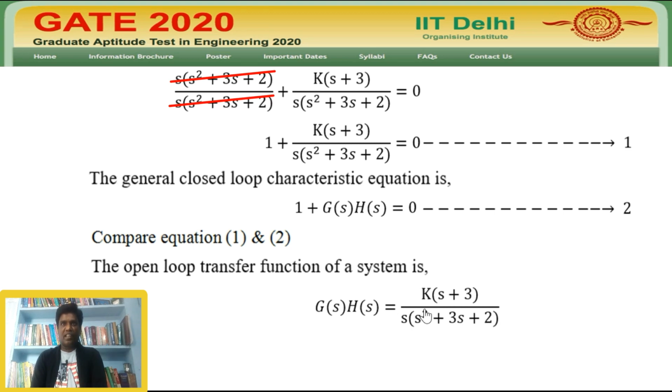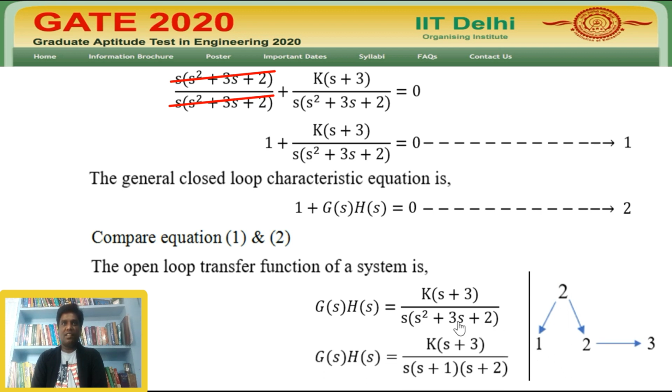Next, do the factorization of the denominator part of the equation, s square plus 3s plus 2, in this manner: 1 into 2 is 2, 1 plus 2 is 3. After factorization, this equation will be G of s into H of s equal to k into s plus 3 divided by s into s plus 1 into s plus 2. This is the required open loop transfer function of the system to sketch the root locus diagram.